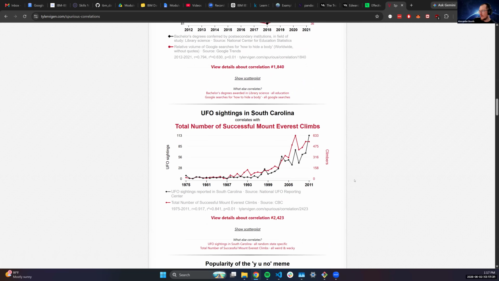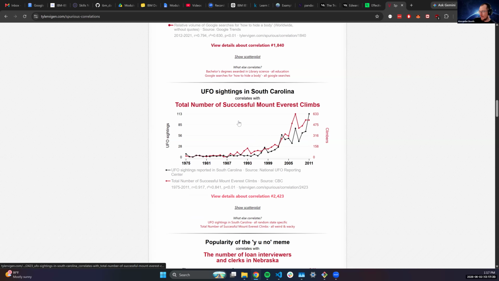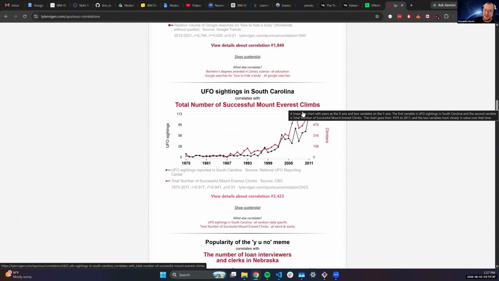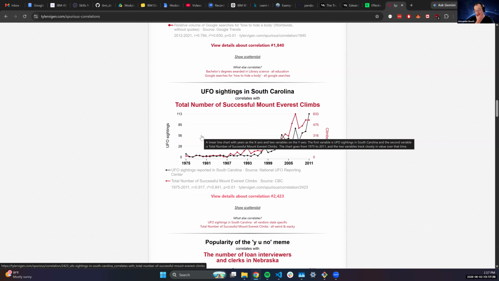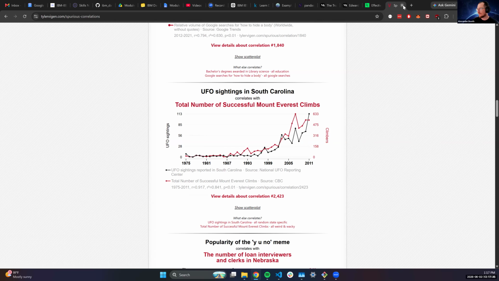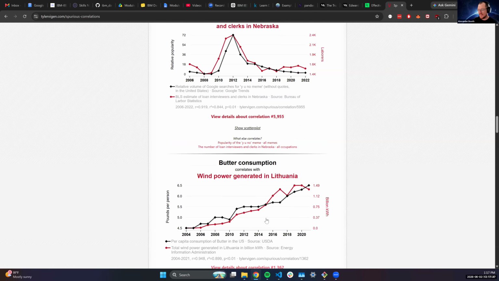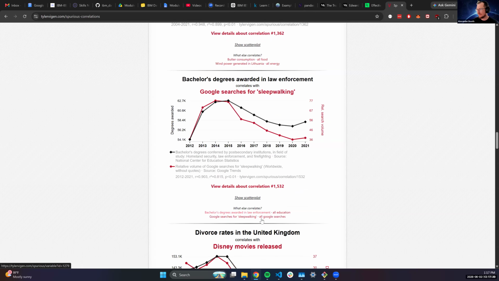And let's see some other ones. UFO sightings in South Carolina correlate well with the total number of successful Mount Everest climbs. So again, we obviously know that there's no actual signal or relationship here between these two features, even if there is a correlation between them. So I'll probably paste this link too. I think it's pretty fun.